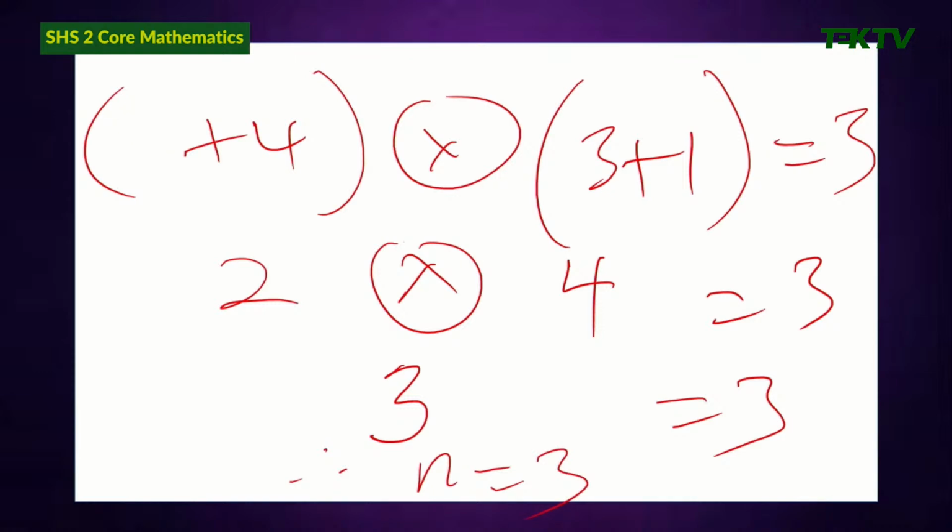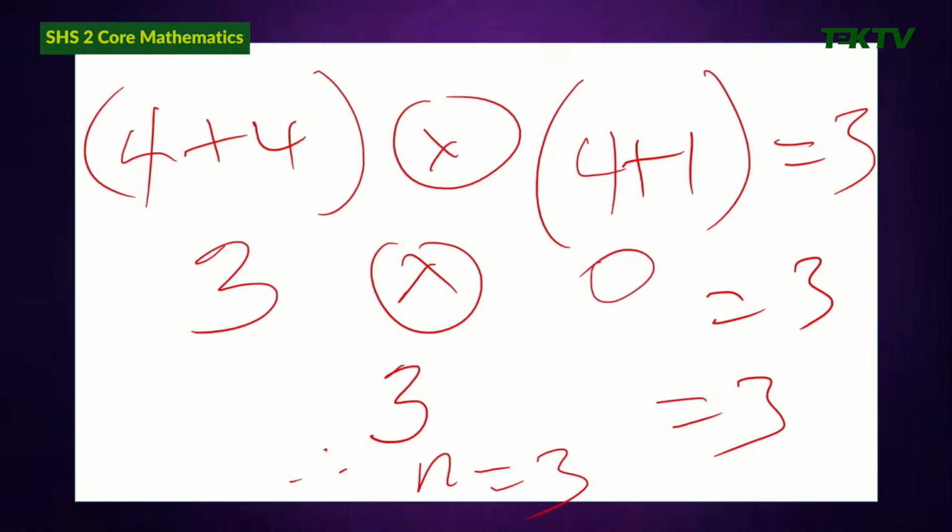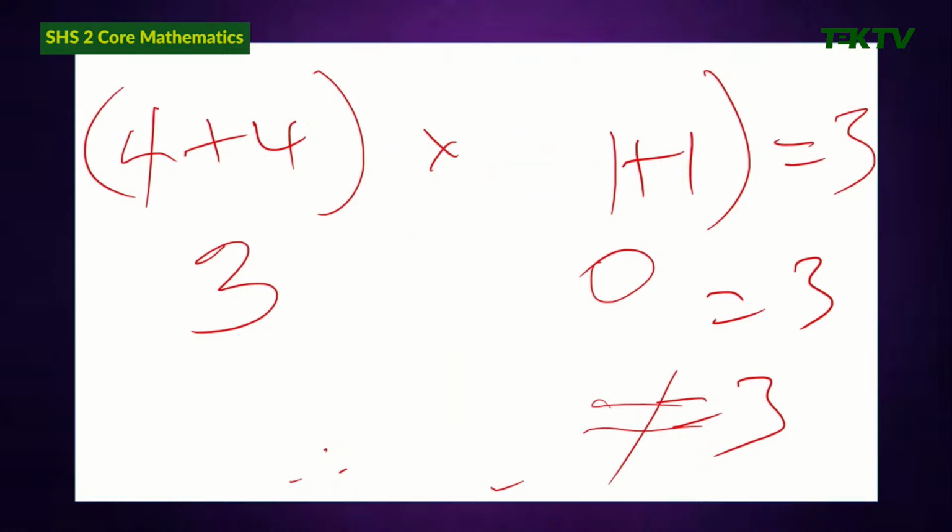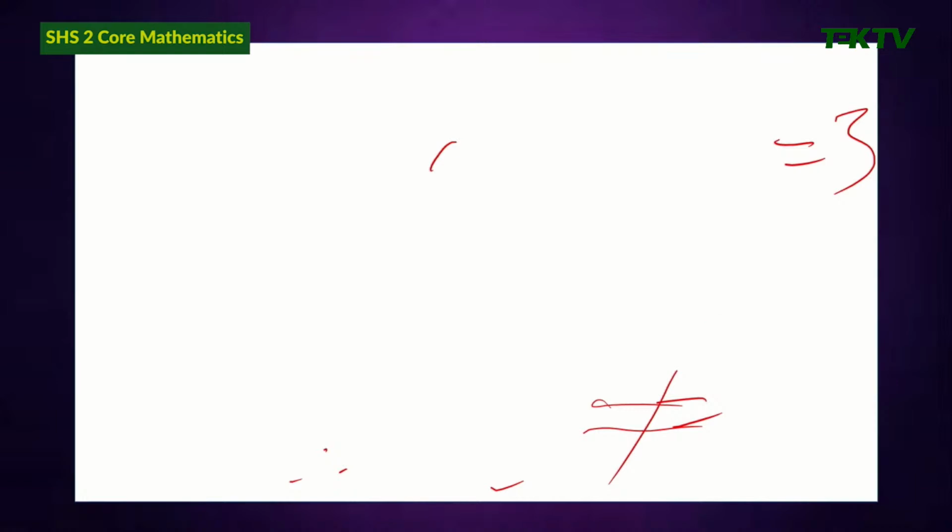Now you test with 4, which is the last element. 4 plus 4 on the table is 3. 4 plus 1 on the table is 0. And now the multiplication: 3 times 0 will give you 0 from the table there. And is 0 the same as 3? Of course, no. So you just write 0 is not the same as 3. And for that matter, 4 cannot be an answer. We are done with all the elements, and what did we get? We had 2 and then 3. They gave us the right answers, or a balanced equation.